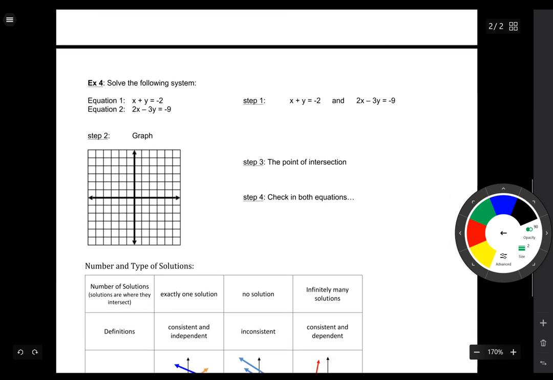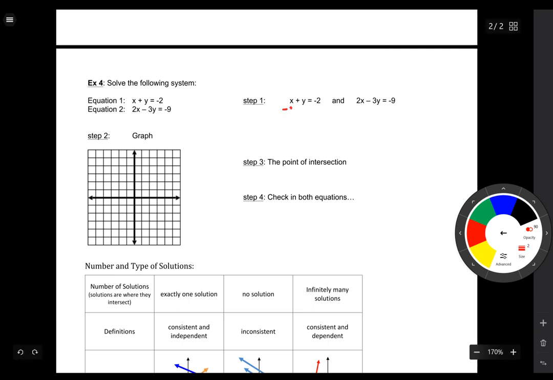So step number 1, we are given the two equations, so we must solve them in a nice form. For these two, you can use standard form and find the x and y intercepts. But honestly, it's just as easy to use slope intercept, and students tend to like it, so let's just use slope intercept. So remember, with slope intercept, you must get y by itself.